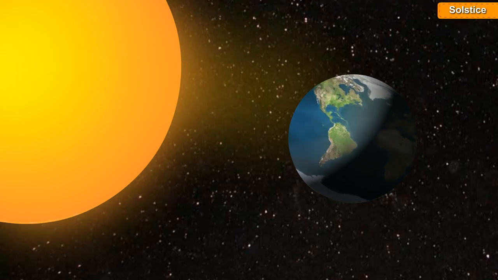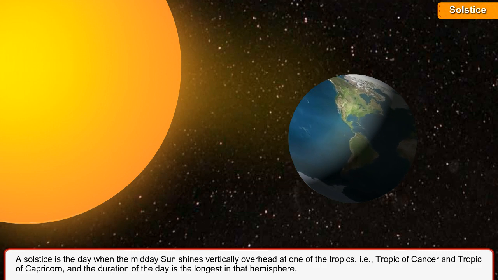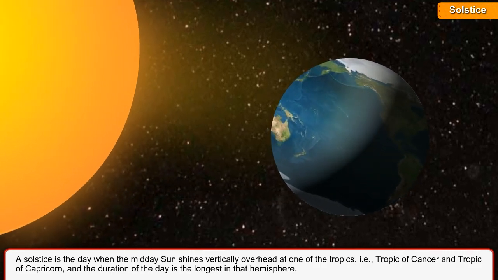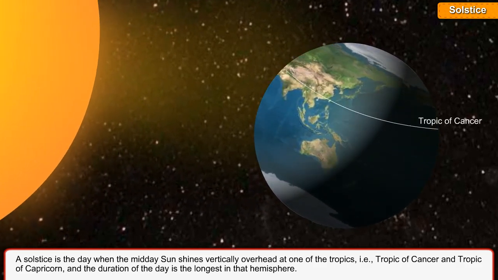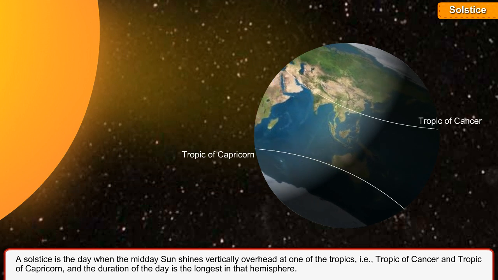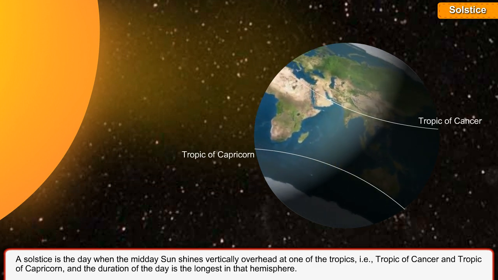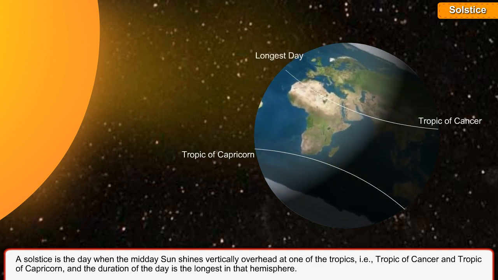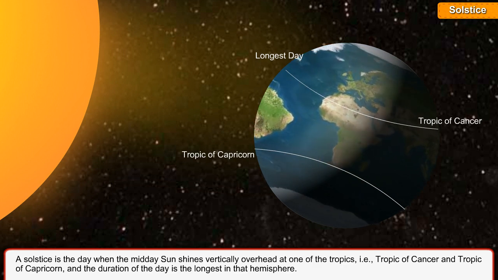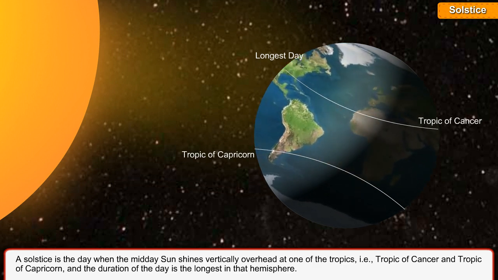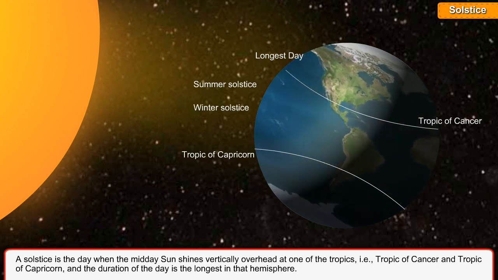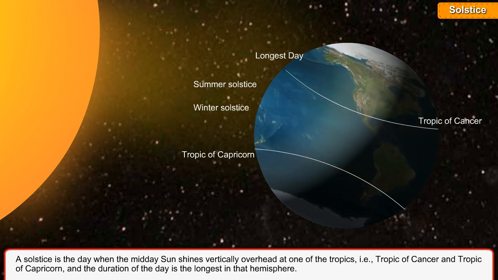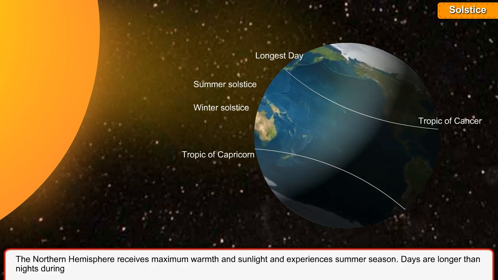Solstice. A solstice is the day when the midday sun shines vertically overhead at one of the tropics, that is, Tropic of Cancer and Tropic of Capricorn, and the duration of the day is the longest in that hemisphere. The 2 solstices are summer solstice, position 2, and winter solstice, position 4.